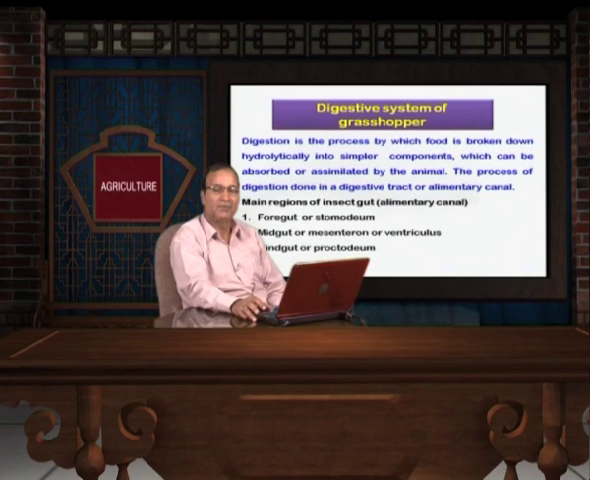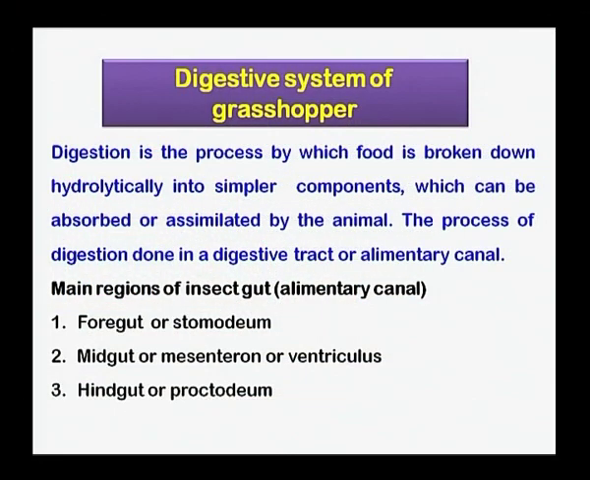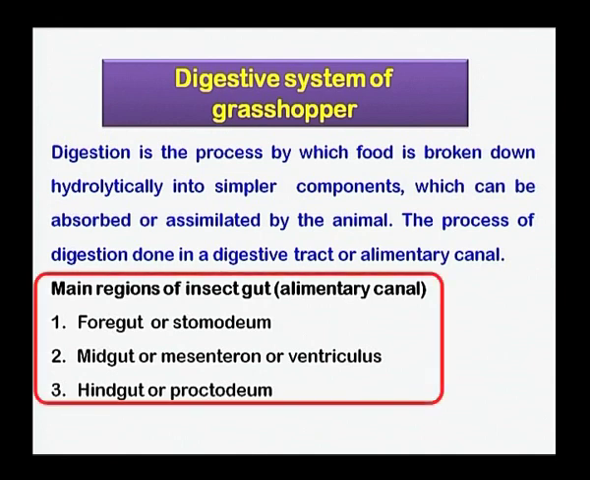Starting with the first, that is the digestive system. As we know, digestion is a process in which the food is broken down in such a form that it can be absorbed easily by the system, and the digestive system is made of a tube-like structure which is known as the alimentary canal, and this alimentary canal is divided into three parts: foregut or stomodium, midgut or mesenteron or ventriculus, and the third part is the hindgut, which is also known as proctodium.